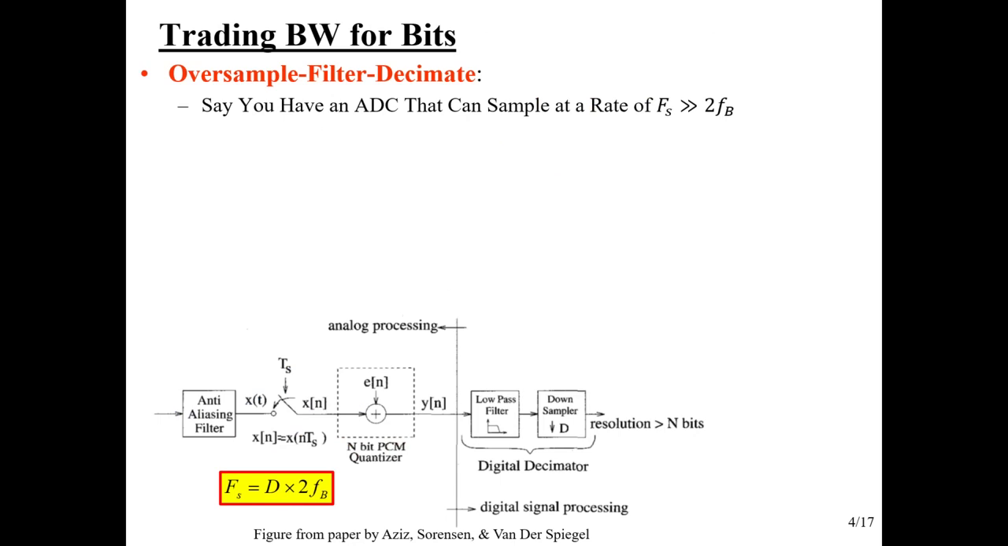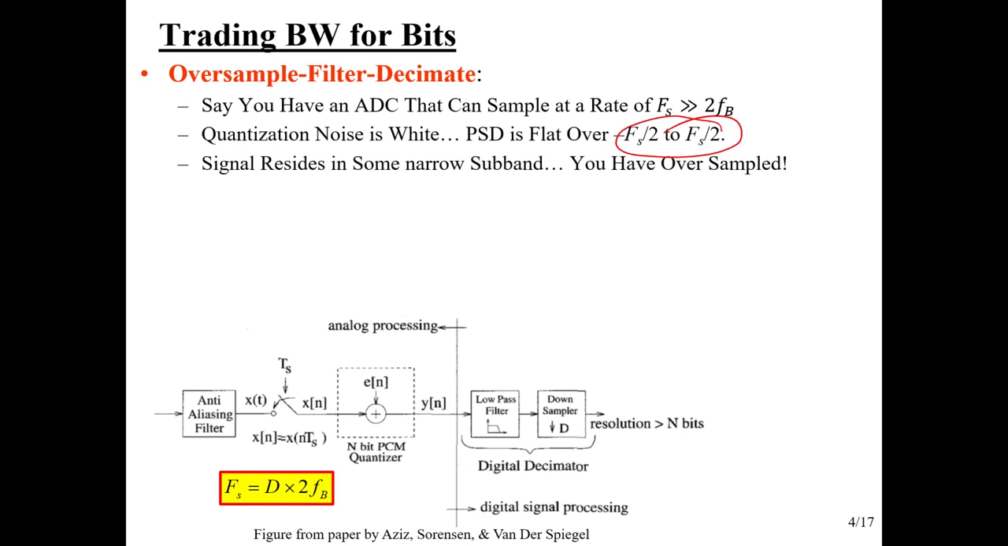I like to call that trading bandwidth for bits. Now, the bandwidth here is the bandwidth that your A to D converter can handle, the sampling rate that it can run at. So suppose we've got one that can run at a sampling rate higher than 2FB. And now I'm going back to just FS rather than having FS1 and FS2. So FS is just the rate that I'm running it at, and I'm going to run it much higher than the signal says I need. So the quantization noise is white. Its power spectral density is flat over the entire minus FS over 2 to FS over 2 range.